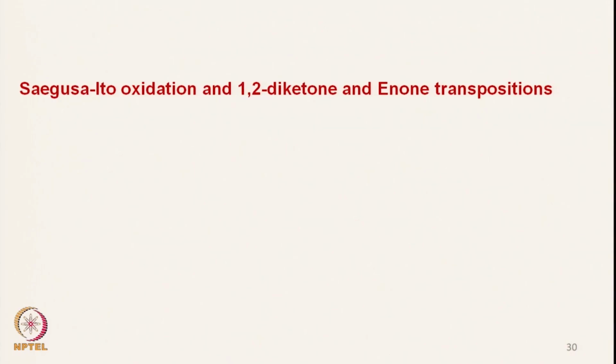Now we would move to another topic which is called Saegusa-Ito oxidation, and if time permits, then we carry out the two interesting transpositions. One is 1,2-diketone and enone transpositions. Now what is Saegusa-Ito oxidation? First we will take that.